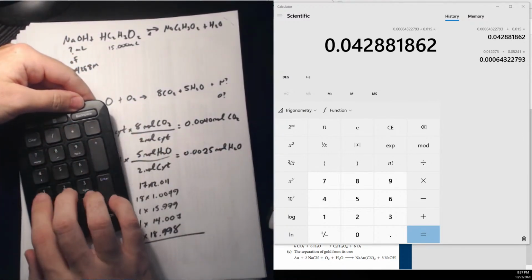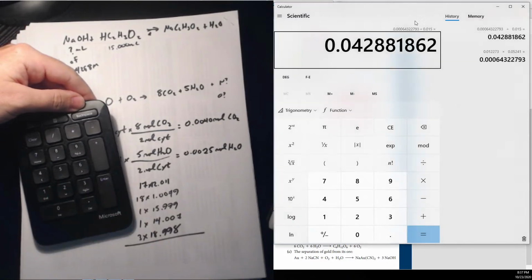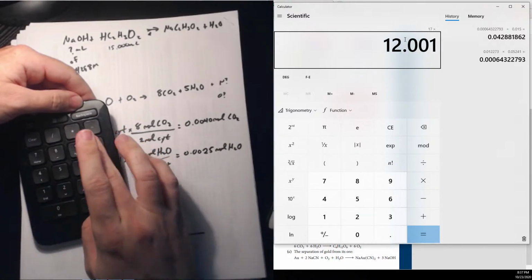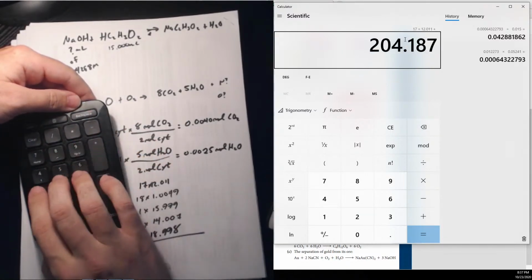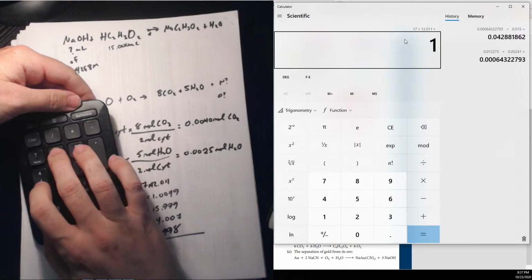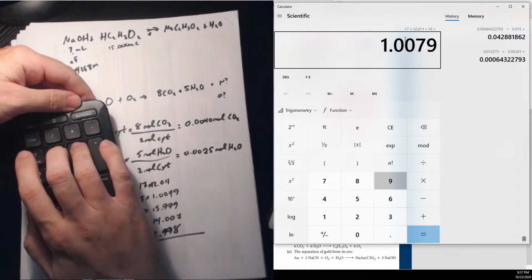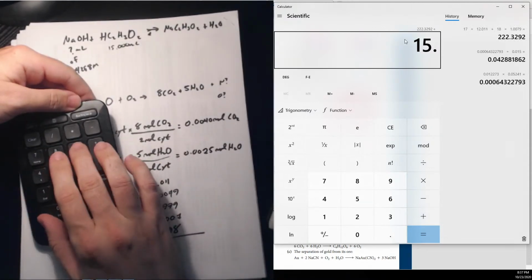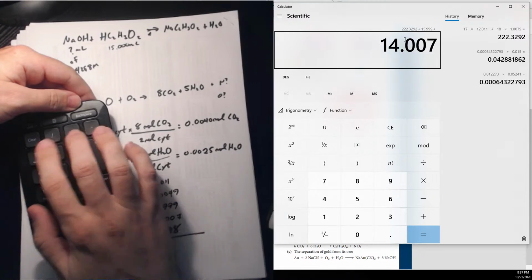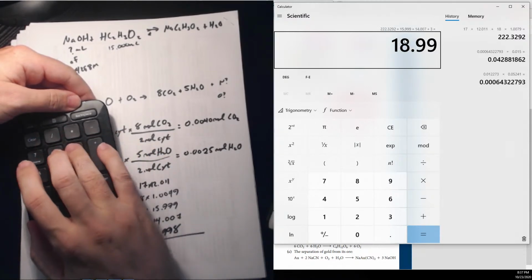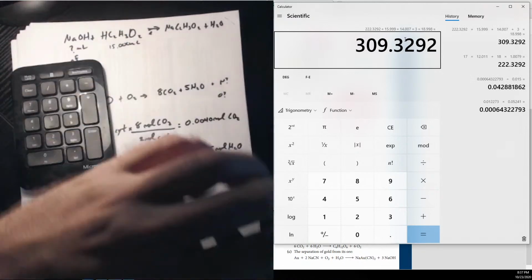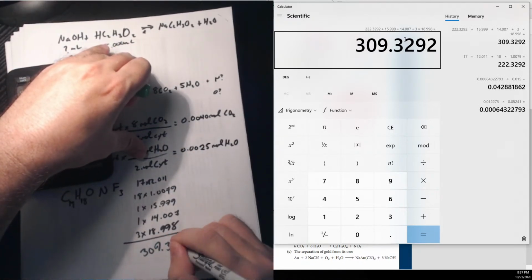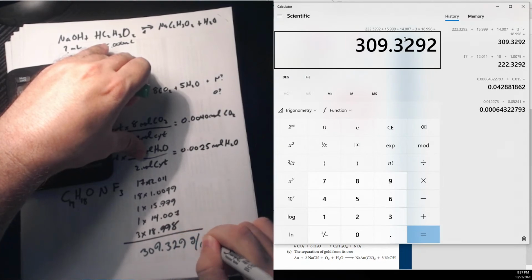17 times 12.011, plus 17 times 1.001, plus 18 times 1.0079, plus 15.99 plus 14.07 plus 3 times 18.998 gives it a molecular weight of 309.329 grams per mole.